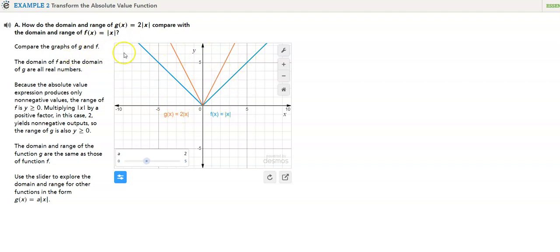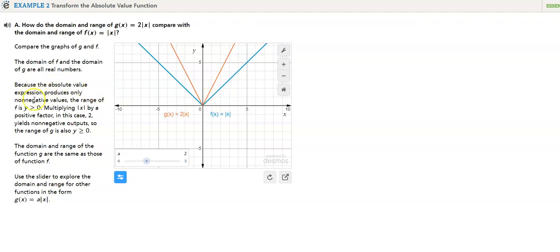So you probably noticed that the blue graph is wider than the red graph. You've probably noticed, though, that they basically are the same graph. We've just changed the angle or the slope of the two lines that stick out here. The domain of f and the domain of g are all real numbers because as I go out, remember, all numbers are going to be touched here, all real numbers, negatives, positives.